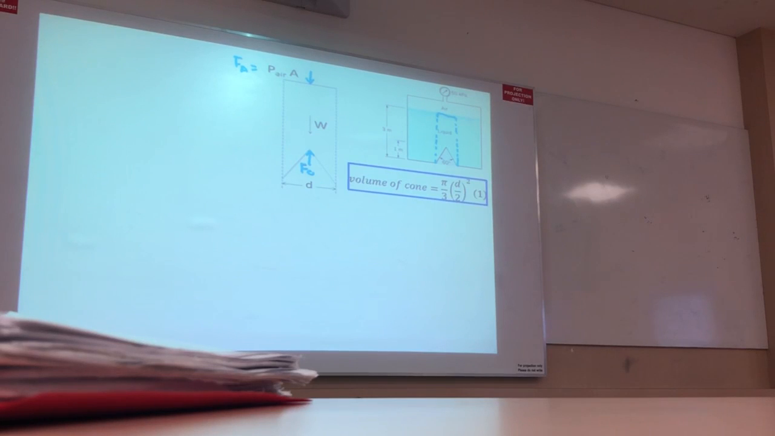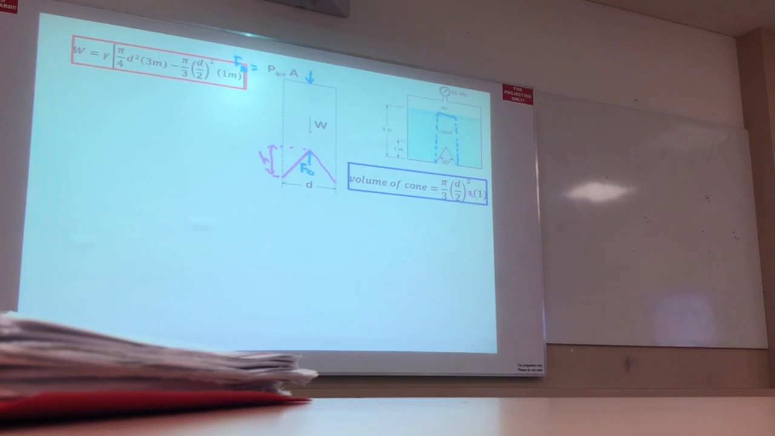Alright, so what is the volume of the cone? This volume, right? The volume of the cone, I know, is pi by 3 r squared h. The distance from here to here is 1. Then I can write pi by 3 times (d by 2) squared times h. I can get the volume of the cone.